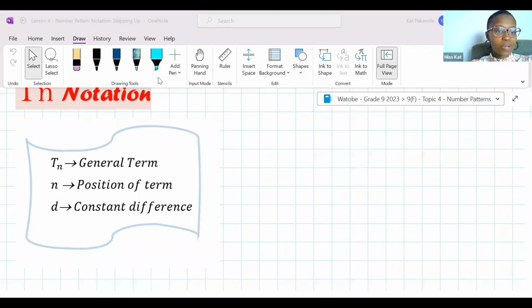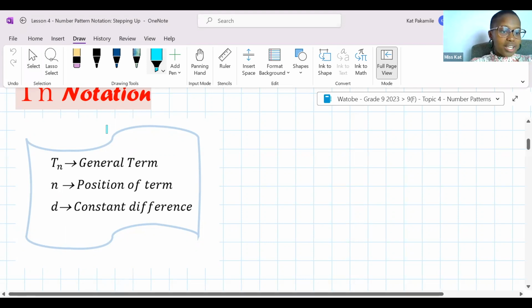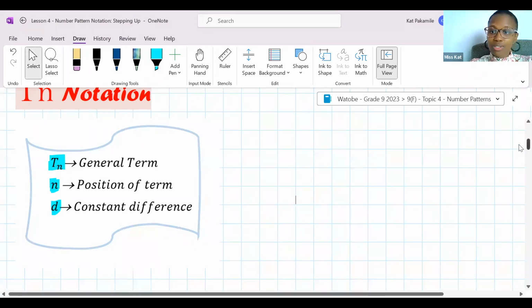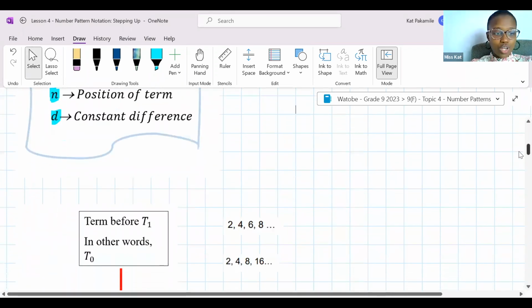So the last time we were here, which was on Tuesday, I'm still messy with these days, we did Tn notation, where we spoke about Tn being the general rule or the general term of the sequence, the number pattern. n is the position and d is the constant difference. So n is like saying which one is in the first position or the second position. So that would be the Tn notation.